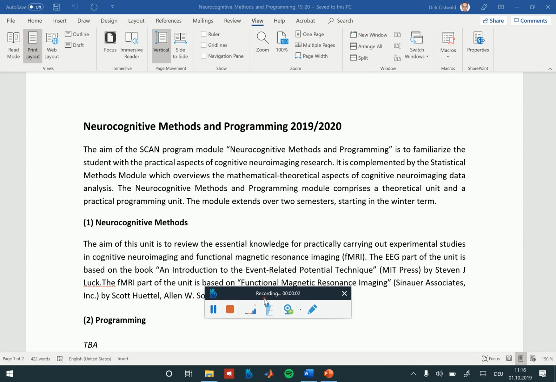Good. So this is then the real opening of the program in the sense that now really a module is starting, namely the neurocognitive methods in programming module. And as you might deduce from the title, these are actually two modules if you want. So one is neurocognitive methods and the other one is programming.